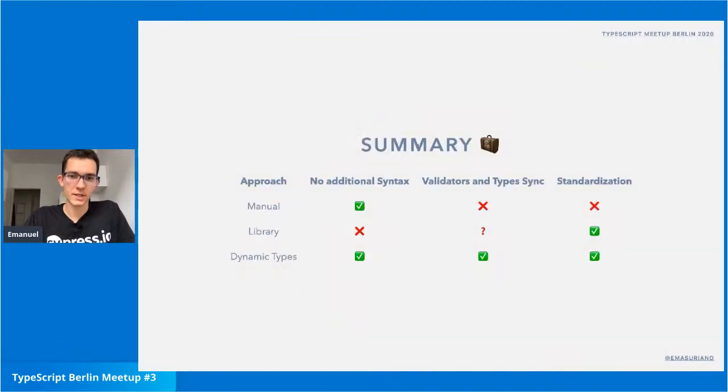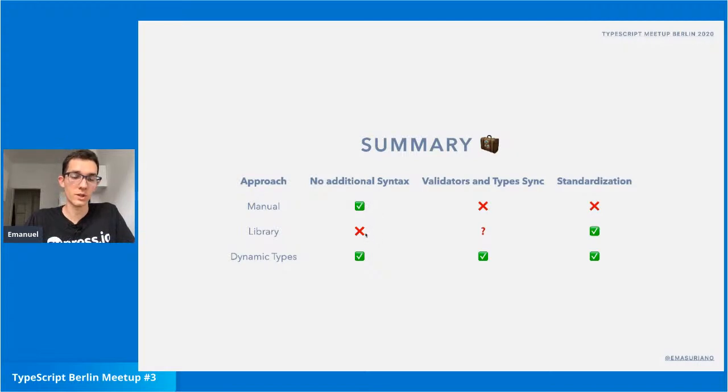So after that, I decided to create a table comparing all the approaches that we just saw. On the left side, we have the different approaches: manual, using a library, and dynamic types. So let's go column by column. The first one is no additional syntax. In the manual approach, this is correct. It's just vanilla TypeScript, vanilla JavaScript.